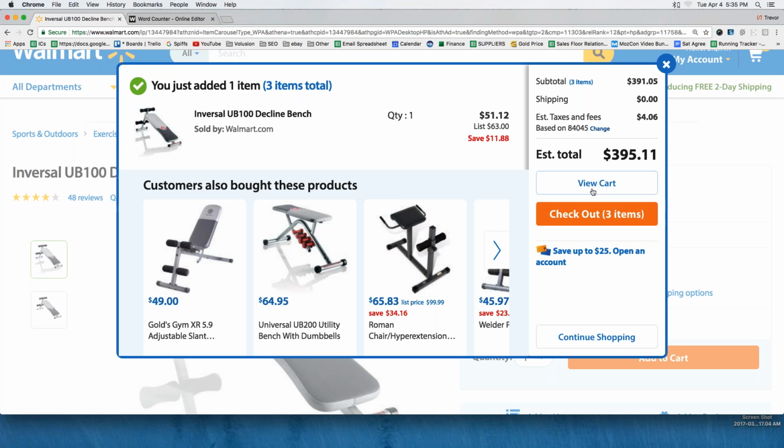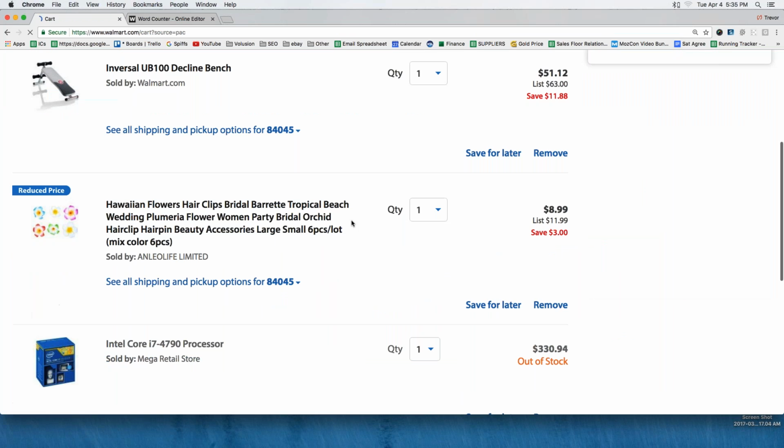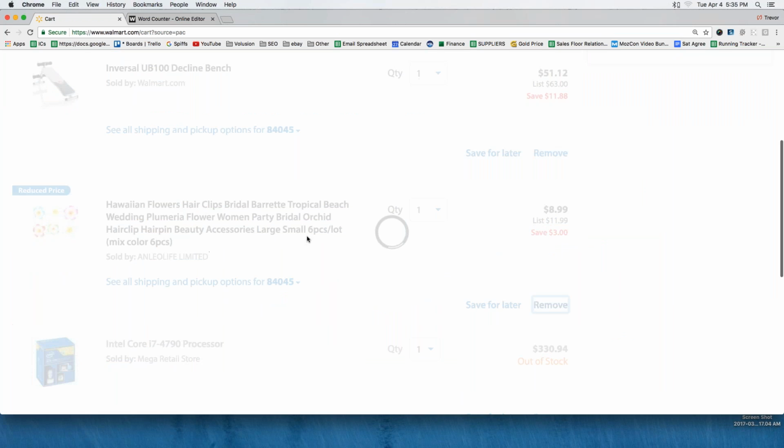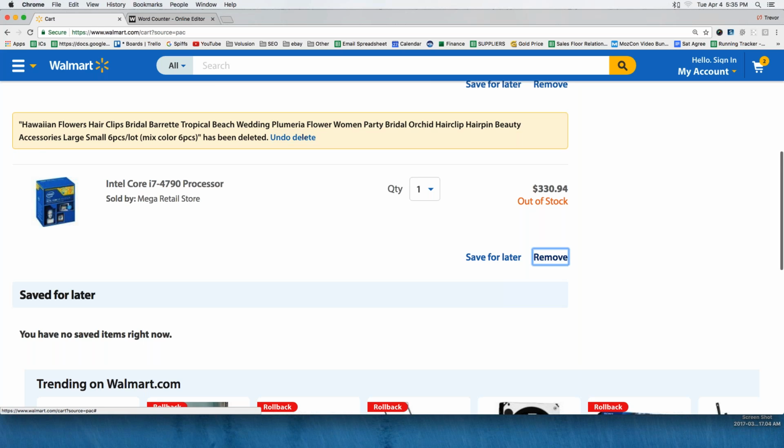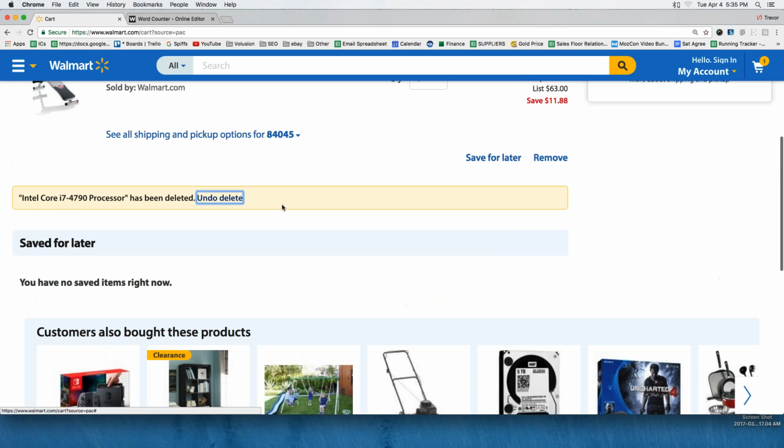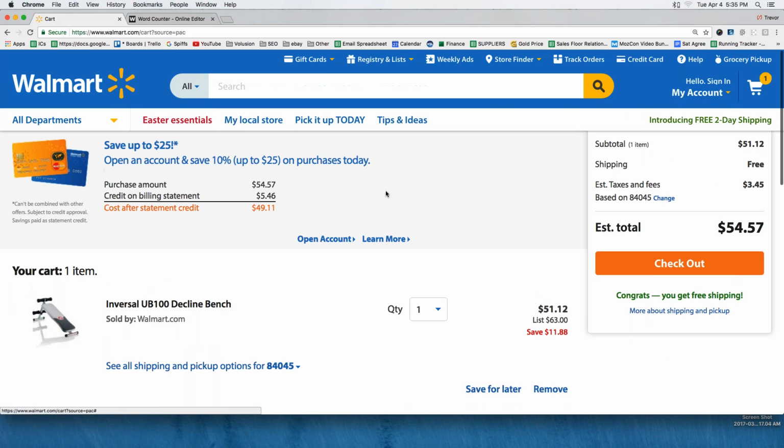let's actually view my cart here. I've got some other stuff in my cart, which is why this isn't being accurate for me. Let me remove some of this other stuff here. There we go.